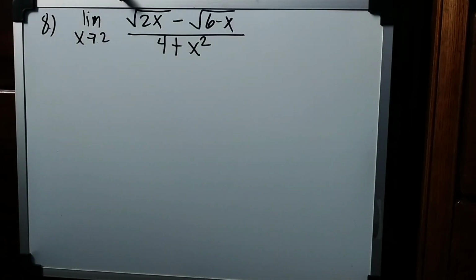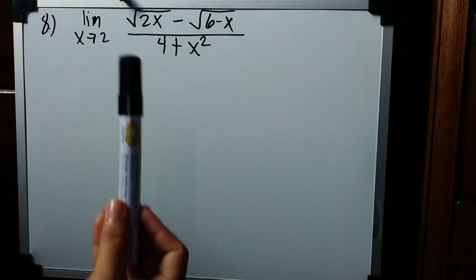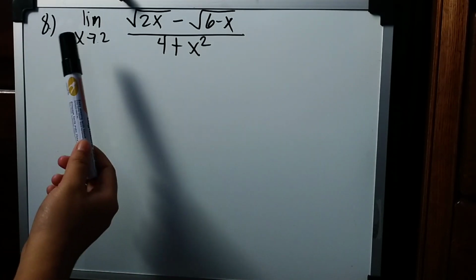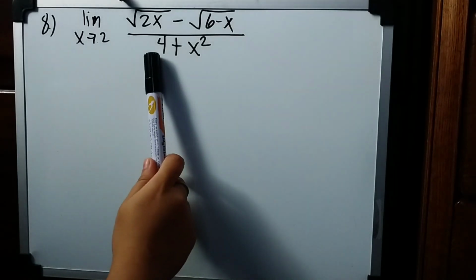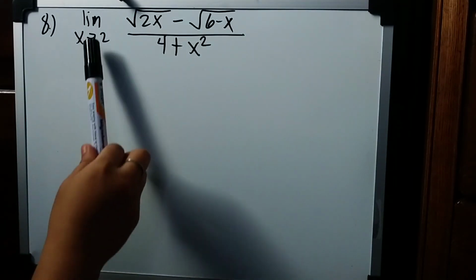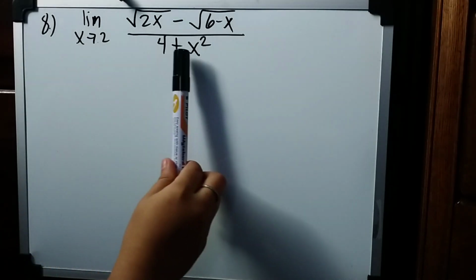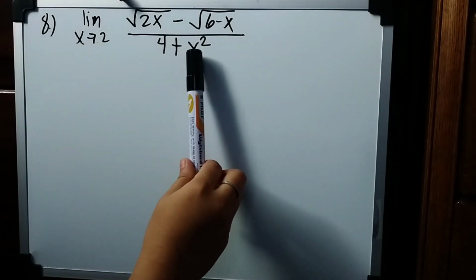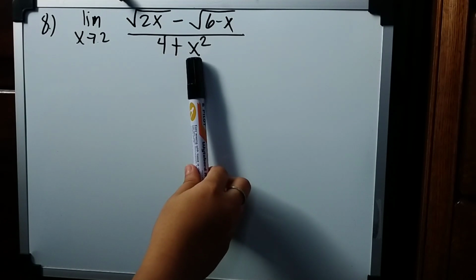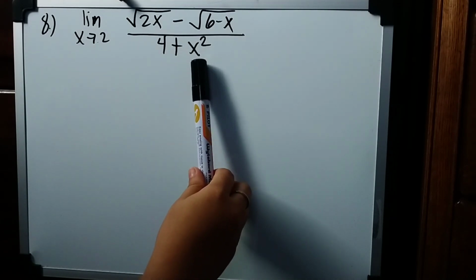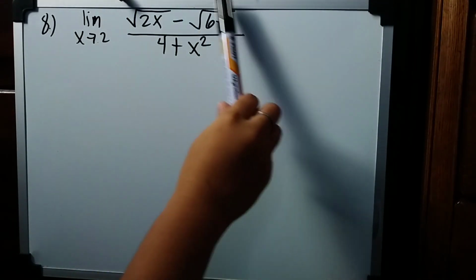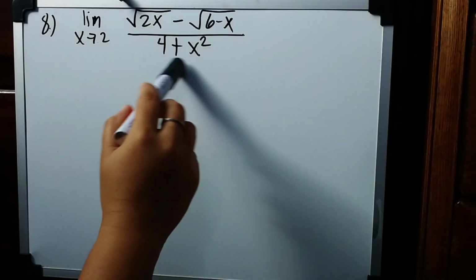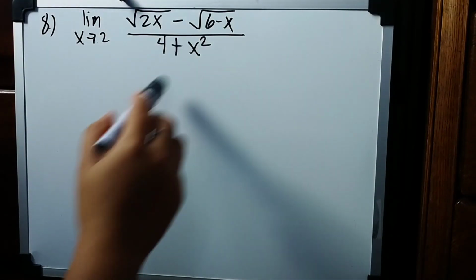So for our last example for the basic theorems of limits, we have here the limit of the square root of 2x minus the square root of 6 minus x all over 4 plus x squared. So if you substitute the value of x here in the denominator, we will arrive at a constant which is equal to 16. So it is safe that we are going to use the substitution method in this function as long as the denominator itself will not be equal to 0.